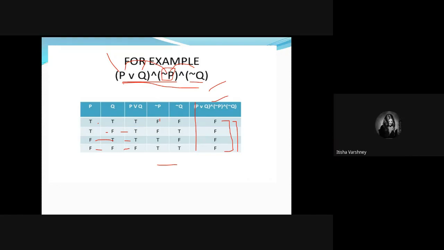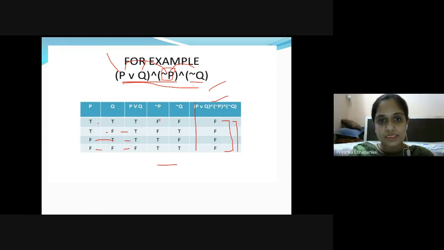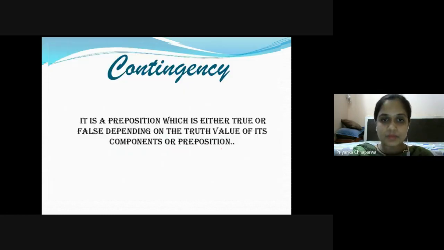Yes, ma'am. I think it is not tough. You just find one by one, then you just prove. अगर सारा वैल्यू आपका false आ रहा है in last column, then you say that it is the contradiction. Then we have to understand what is a contingency.